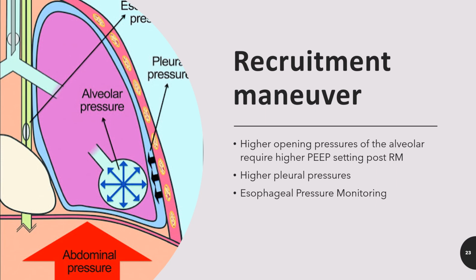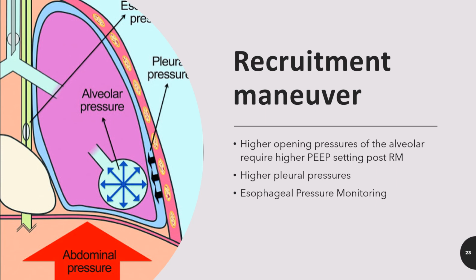Some studies have shown that the recruitment maneuver works very well, because it takes higher opening pressures to open up the alveoli. But one of the most important things with the recruitment maneuver is to apply adequate PEEP after the maneuver. Because the opening pressure of the alveoli is higher than the pressure needed to keep them open, an initial recruitment maneuver followed by adequate PEEP is very important.